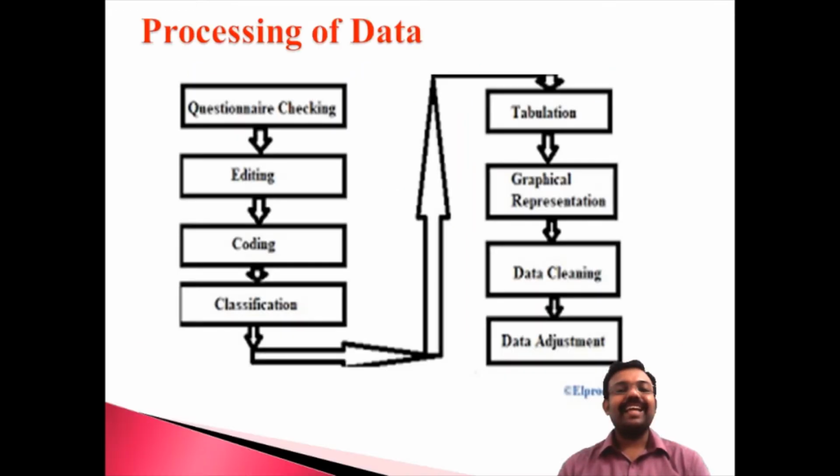Okay, let us start. What do we mean by the processing of the data? From a researcher's point of view, one of the important elements is the processing of the data. The data can be processed through different stages. Suppose you are preparing the questionnaire, and after that you do editing, coding, classifying, tabulating, graphical representation, and then data cleaning and data adjustment. These are the different steps involved in the processing of the data.